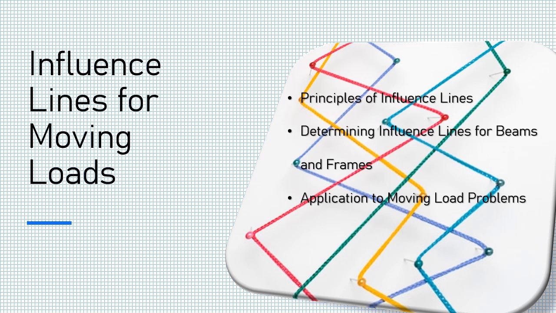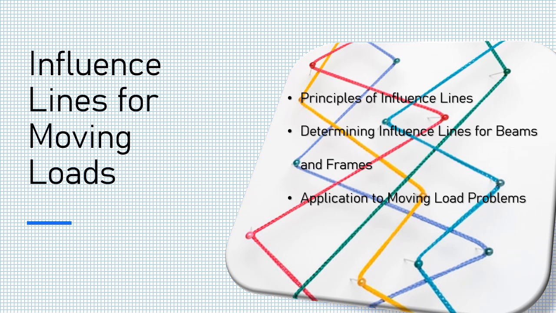3. Shape of the influence line. The shape of the influence line will vary depending on the type of structure and the location of the internal force being analyzed. For example, for simply supported beams, the influence line for the reaction at a support is a straight line. For bending moments in simple beams, the influence line may have a triangular shape.